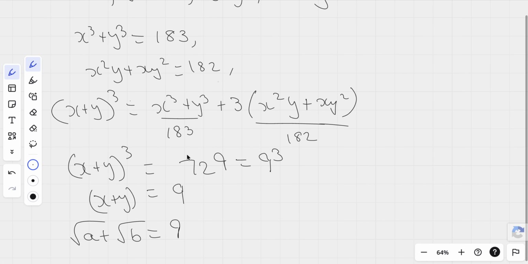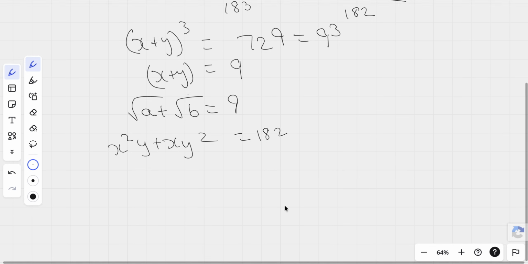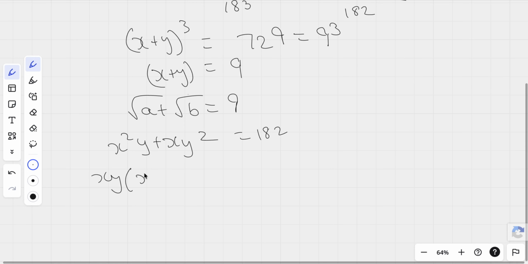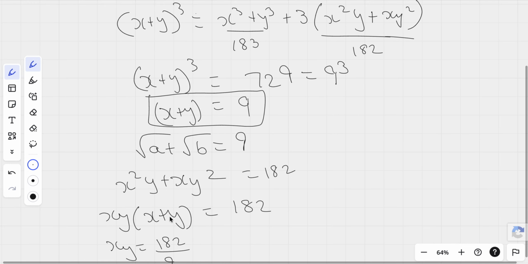Anyway, let's look at the second equation again. x squared y plus x y squared is equal to 182. I see that we can factor out an xy and write this as xy times (x plus y) is equal to 182. Since we know what x plus y is, we're just going to plug it here. So that means xy is equal to 182 by 9. Great. So now we have found xy, we found x plus y.